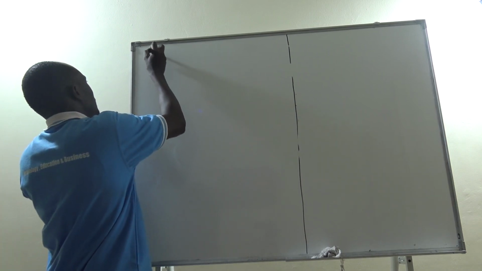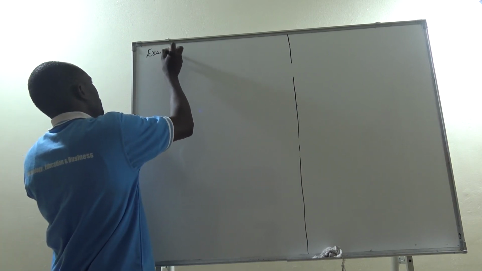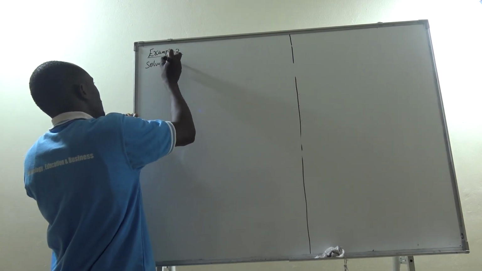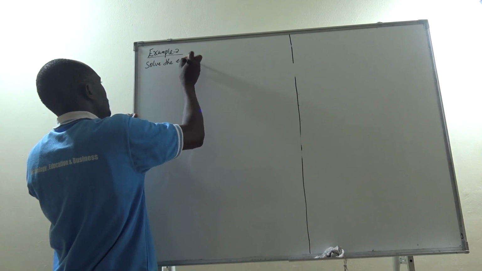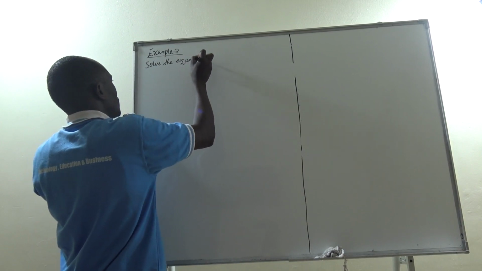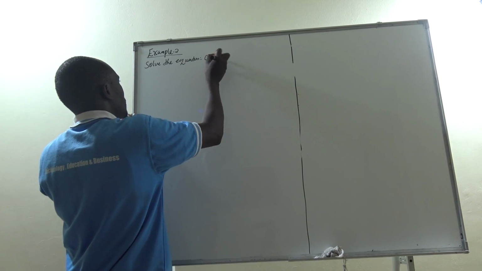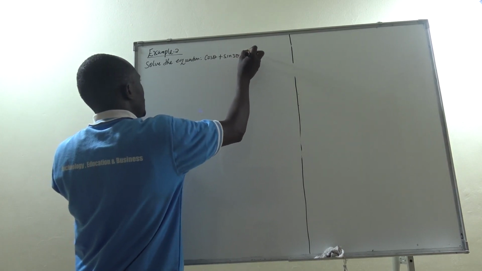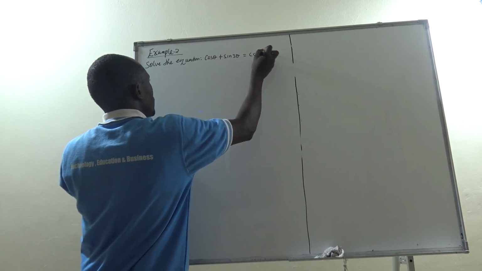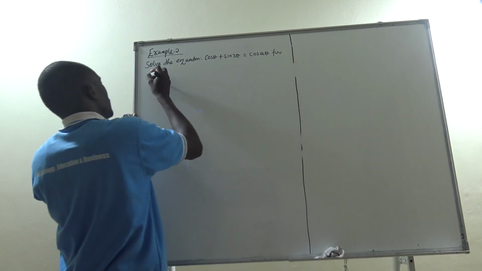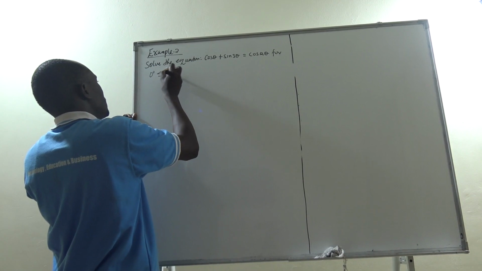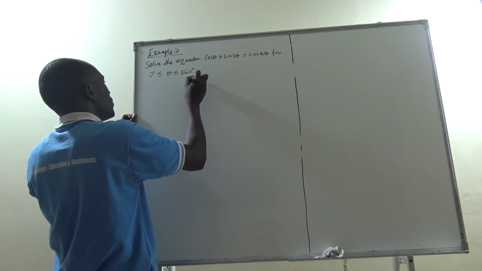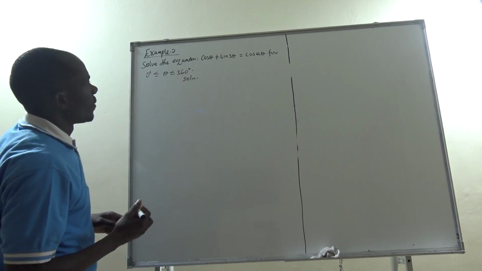So example two. Solve the equation cos theta plus sin 3 theta equals cos 2 theta, for 0 degrees less than or equal to theta less than or equal to 360 degrees. So we are going to handle that.